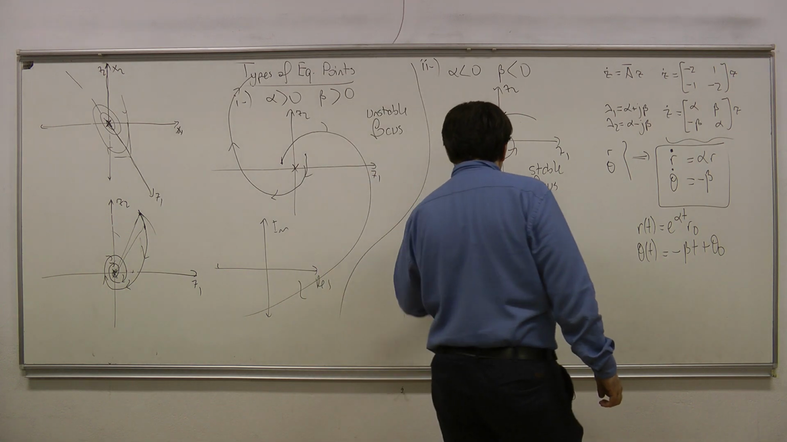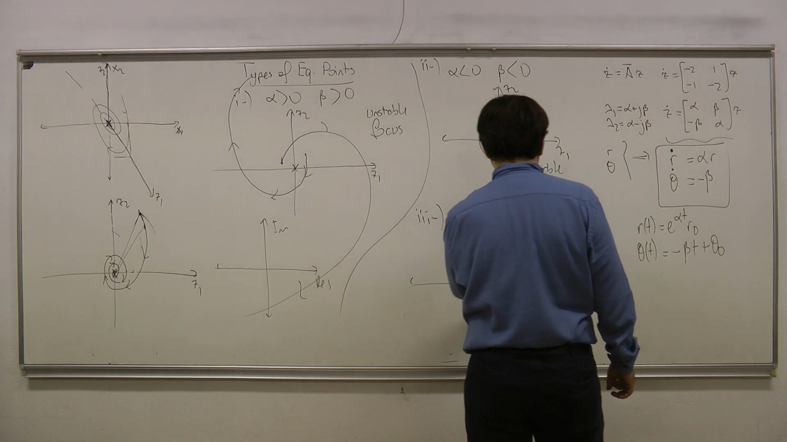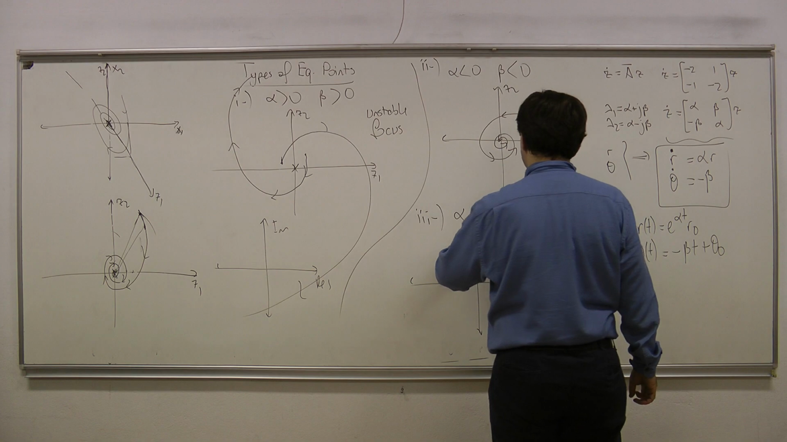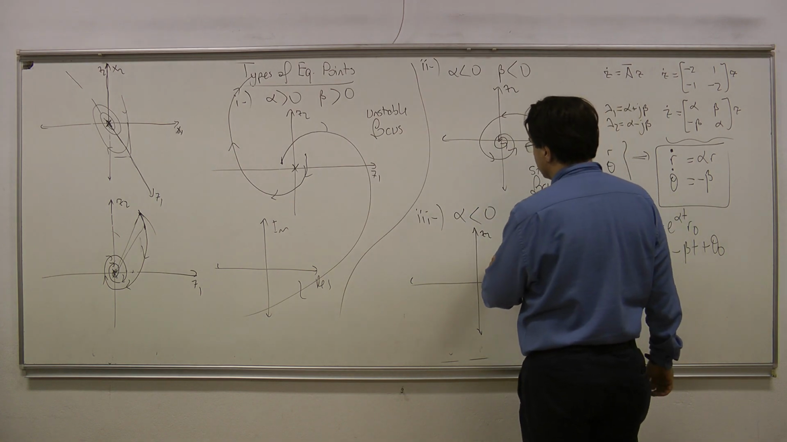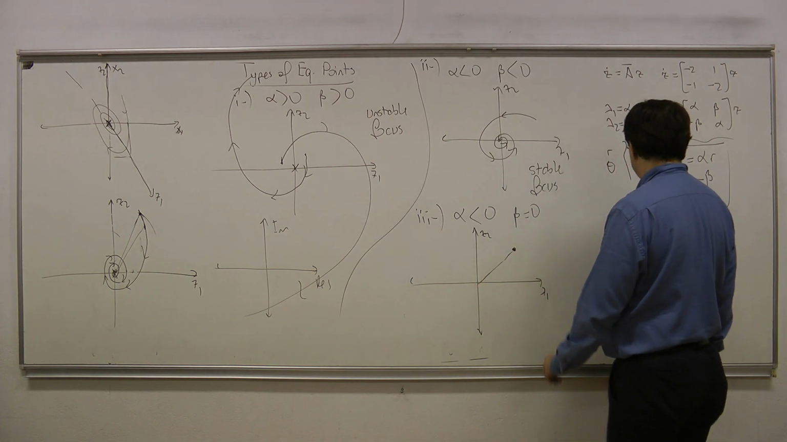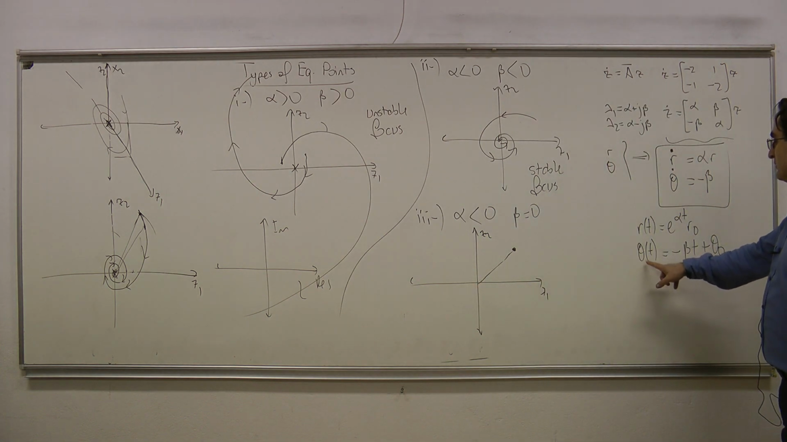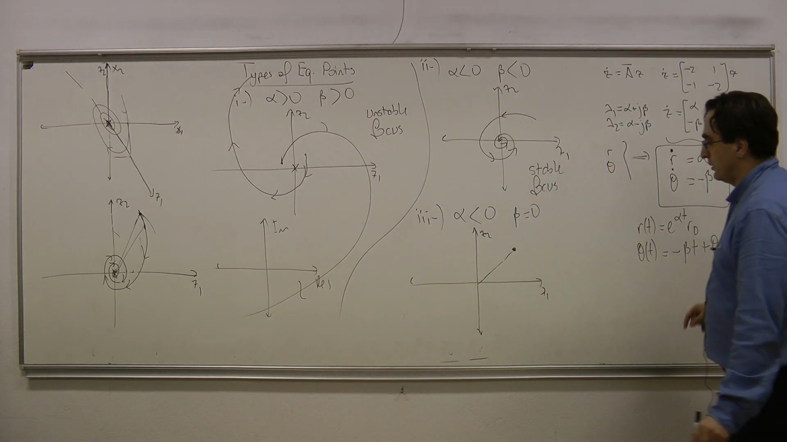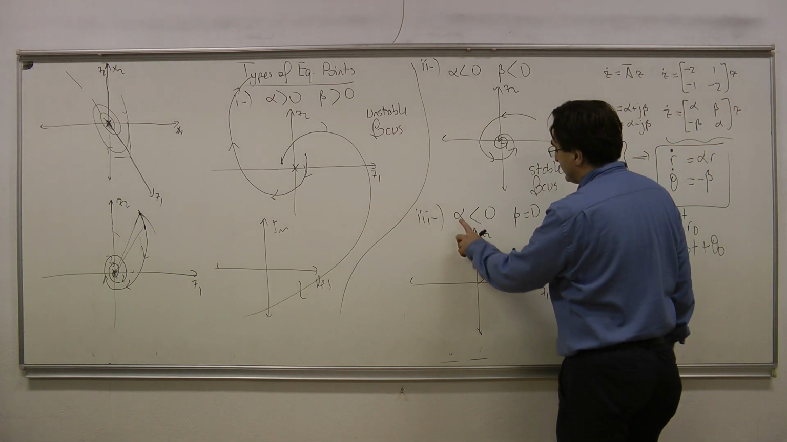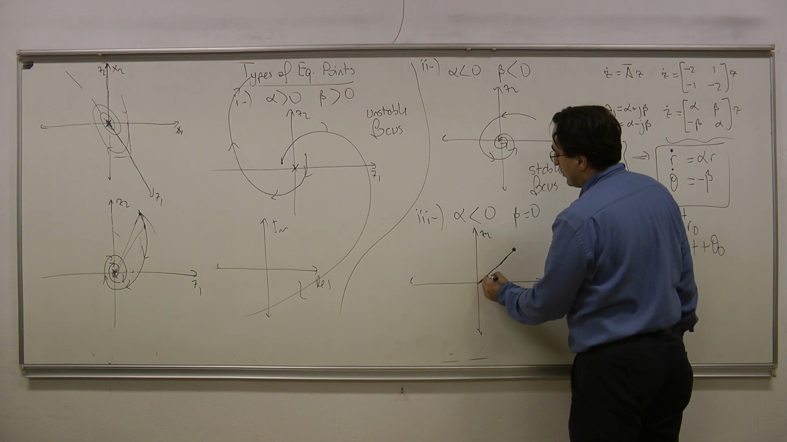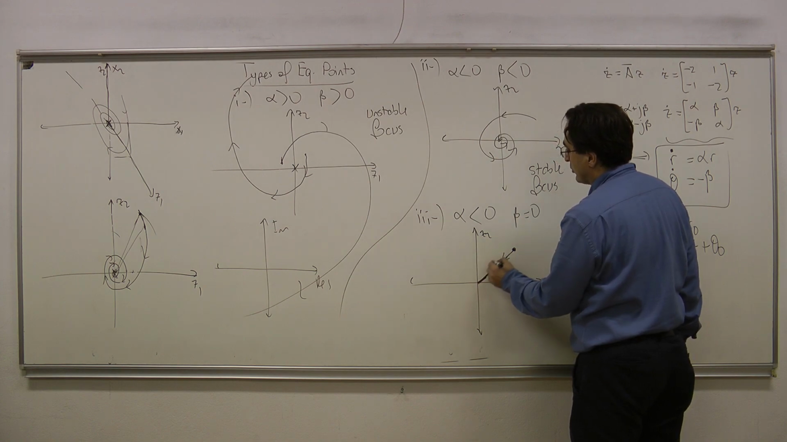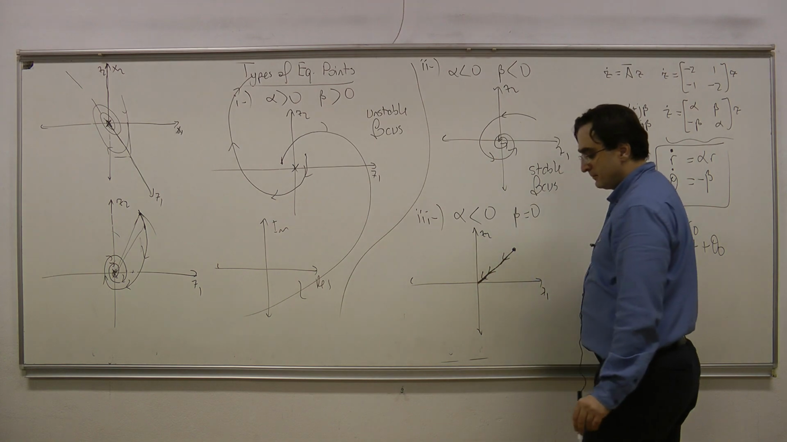So when I have the Z1, Z2 plane like this, if I start a trajectory from here, its theta is not going to change. Beta is 0, that means that theta of t is theta 0, okay? But the radius is going to get smaller and smaller. So we are actually going on this line towards the origin, okay?